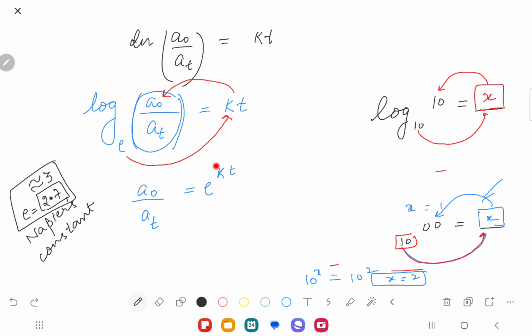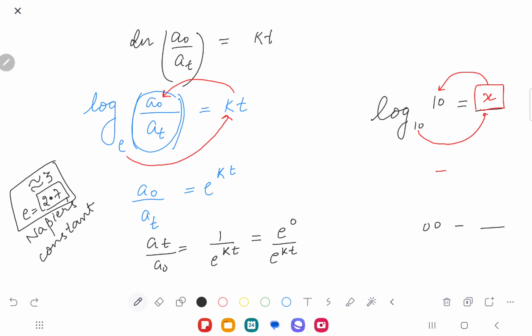Now if I reverse it, what does it make? It makes At over A naught. So that would be 1 over e raised to the power kt. And what is 1? 1 could be written down as e raised to the power 0, because anything raised to the power 0 is 1, over e raised to the power kt. Are you understanding? Yes, ma'am. What exactly does that mean? You tell me.